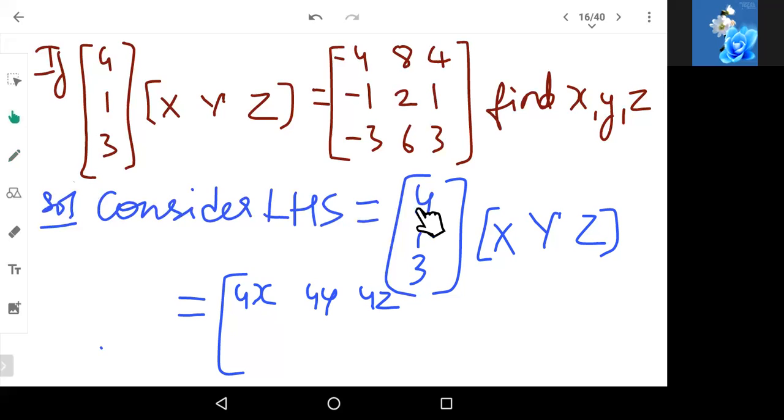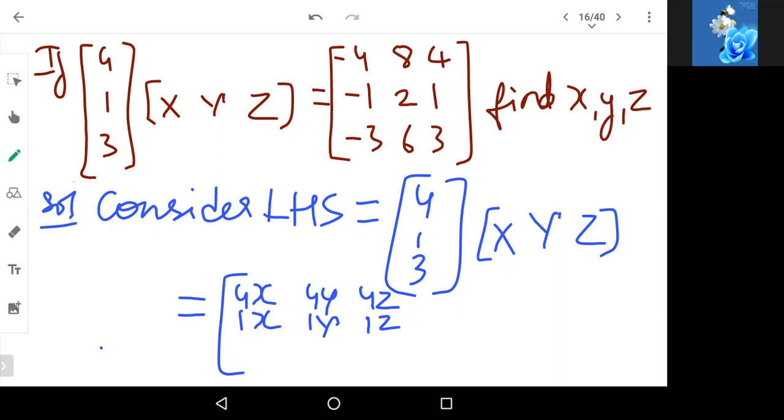So if you see here, the first row is 4, and the first column is x; first row is 4, second column is y; and first row is 4, third column is z. So 4x, 4y, 4z. Now next, second row into first column: second row is 1, first column is x. Second row into second column: 1 and y. Second row into third column: 1 and z. So you are getting a 3 into 3 matrix.